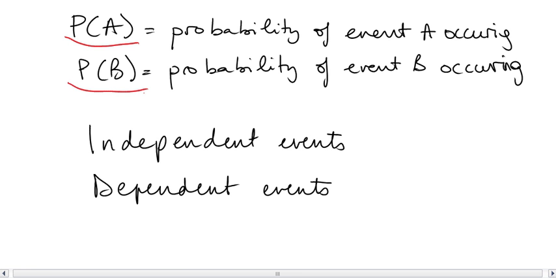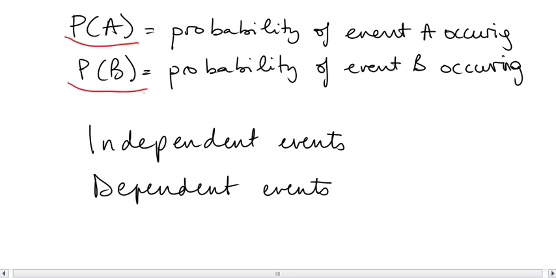Now there are two types of events we need to discuss. The first are independent events. An independent event is an event where the fact that one event has occurred does not influence the second event. So for example, if I go back to the dice example, the fact that on my first roll I rolled a 6 does not in any way influence the probability of me rolling a 6 or a 2 afterwards again. However, you could have dependent events where the fact that one event has occurred influences the occurrence or the probability of another event occurring.